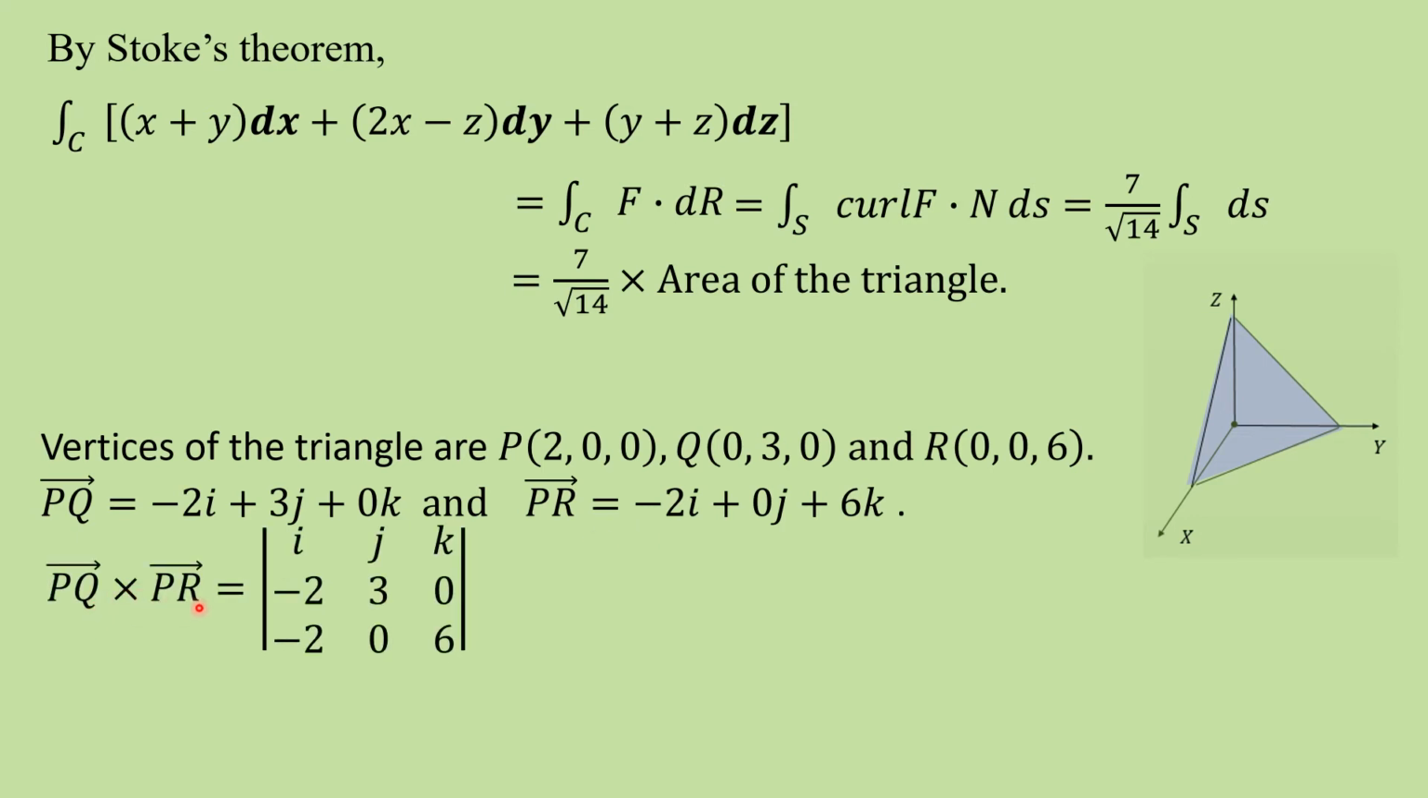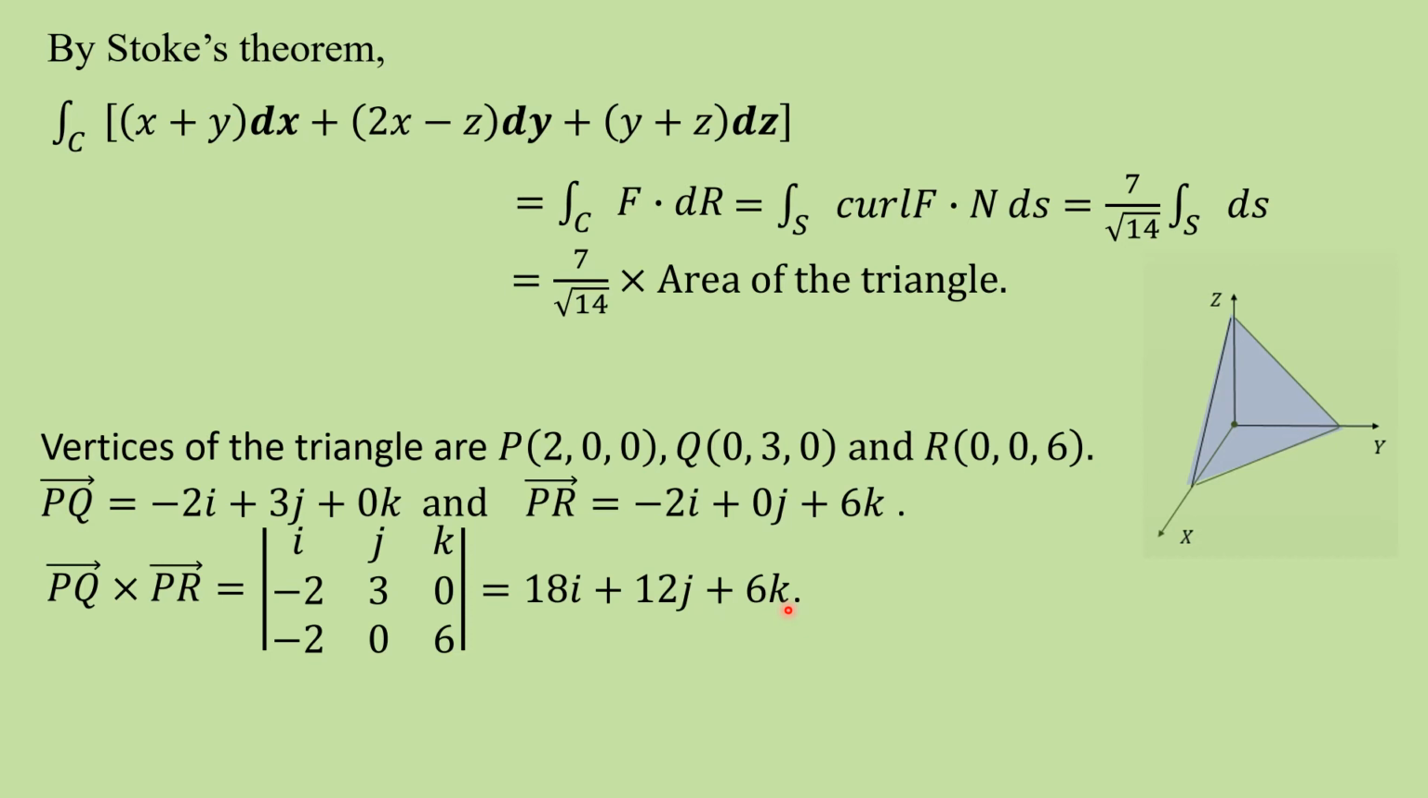PQ cross PR, determinant of i j k, components of the first vector minus 2, 3, 0, and the components of the second vector, PR, minus 2, 0, 6. So the determinant for this is i into 3 sixes are 18 minus 0. So the component of i is 18, minus j into minus 2 into 6, minus 12, minus 0. So I have minus j into minus 12, so plus 12j, plus k into 0 minus of minus 3 twos are 6. So it is 18i plus 12j plus 6k.